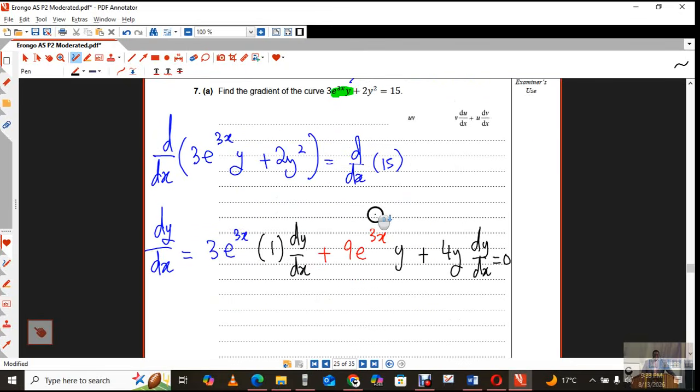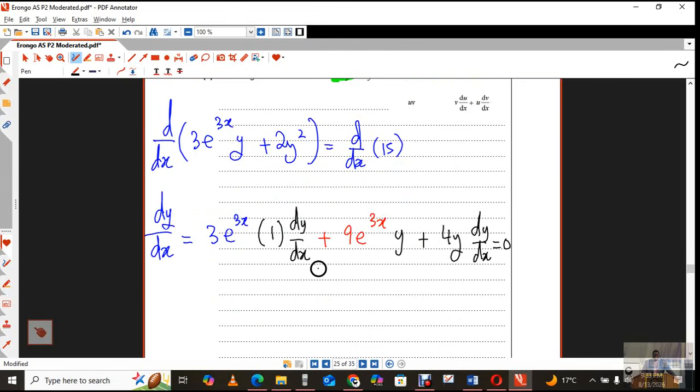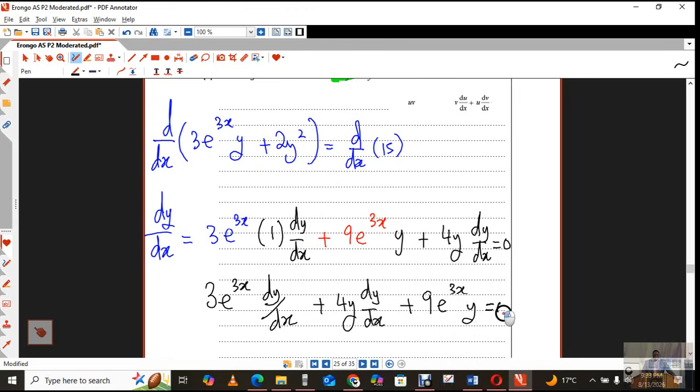Let's just clean it up and see what we have. We have 3e to the 3x dy dx plus 4y dy dx plus 9e to the 3x y, I'm just going to leave that y over there, is equal to 0.